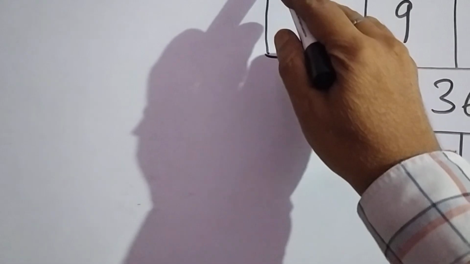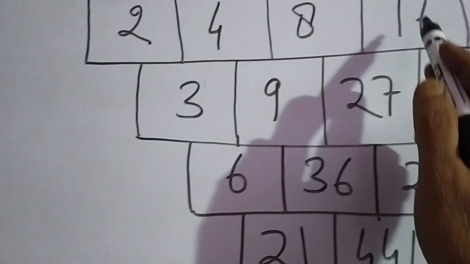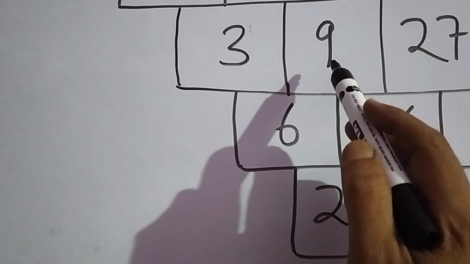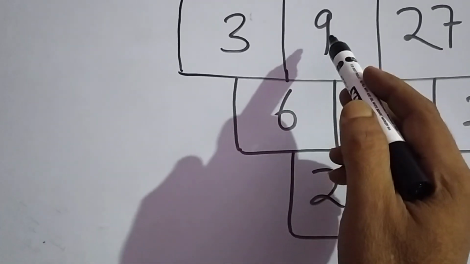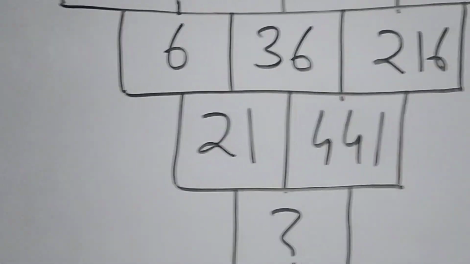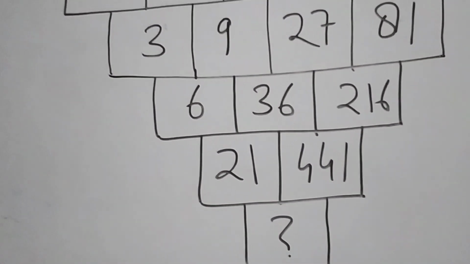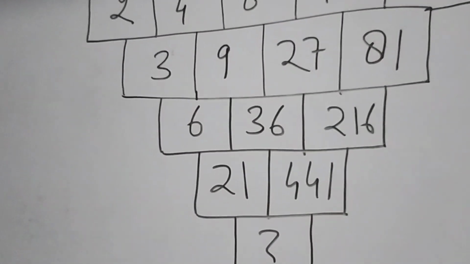Now here, 4 is 2 times the previous number, 8 is 2 times the previous number, 16 is 2 times, 32 is 2 times the previous number. Okay, is that pattern there here or not? 9 is not 2 times the previous number, 27 is not, so that pattern is not correct. Then what do we have to think?